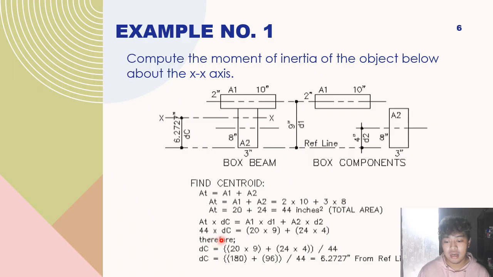So if we compute that and then divide it by 44, just as what we did here, we are going to have a value of 6.27 inches. That is the distance from the reference line towards the centroid of the whole thing. So that is your centroid. But we still haven't got to the point of computation for the moment of inertia, so we still have to compute for the moment of inertia.